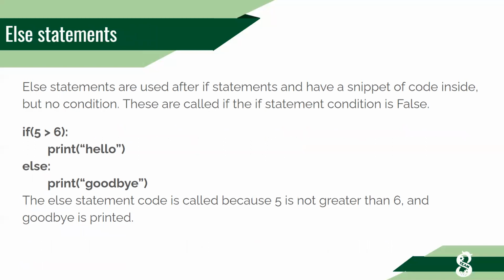So then other than just the if statements, you can add on to them with else statements. So else statements are used after if statements and also have a snippet of code inside, but they have no condition like the if statement. These are called if the if statement condition is false. So the else statement code is called here because 5 is not greater than 6. So it'll print goodbye, but it won't execute hello. So it'll check this condition, not print this, and then it'll skip over to the else, and then execute the else's code.